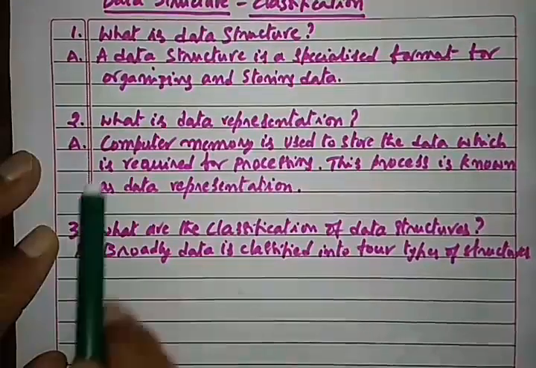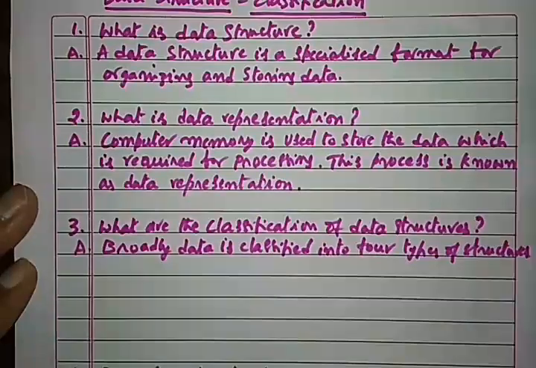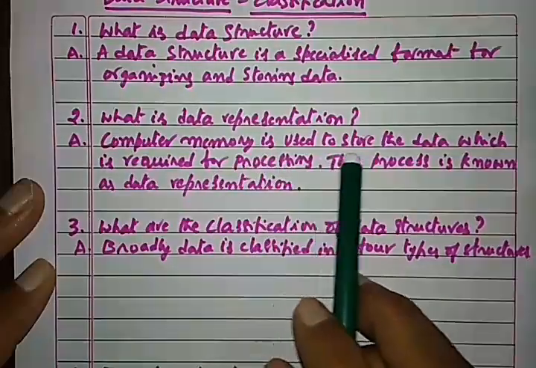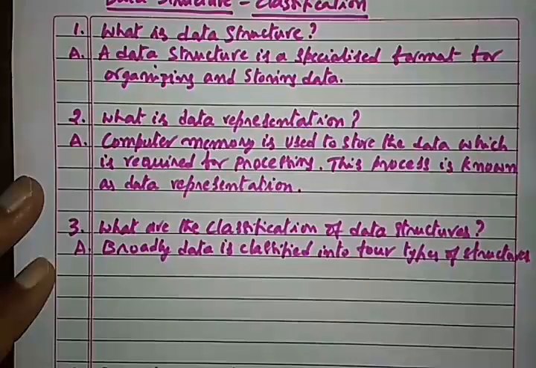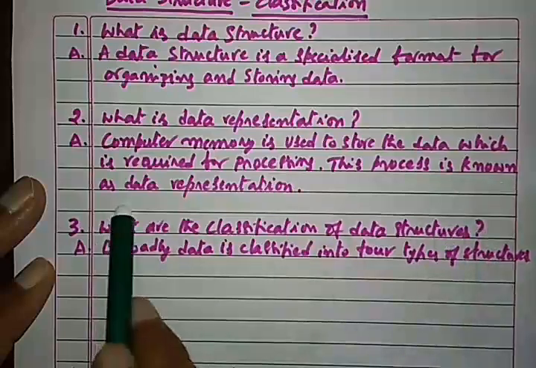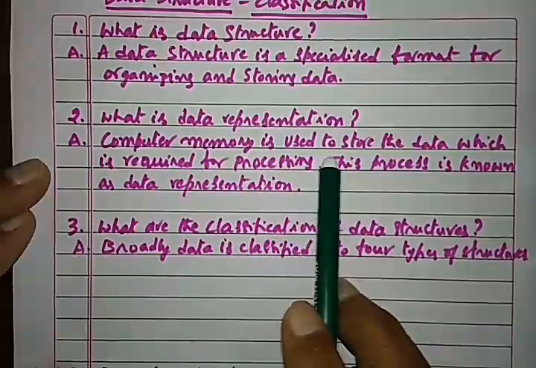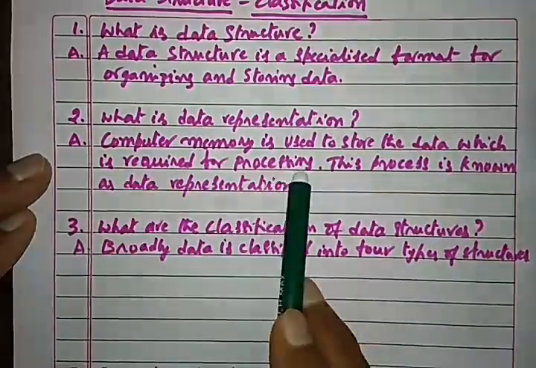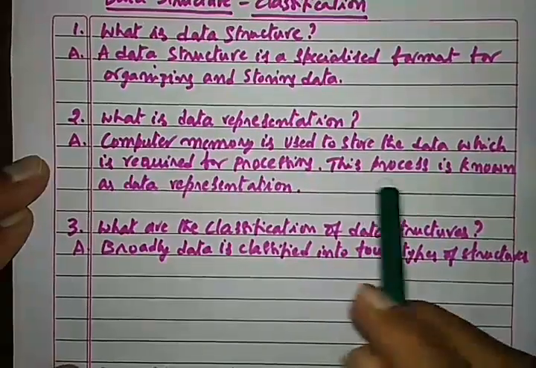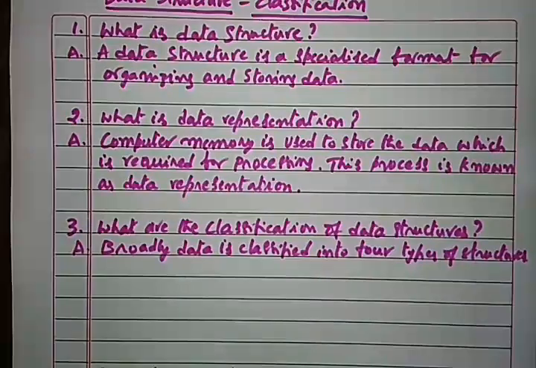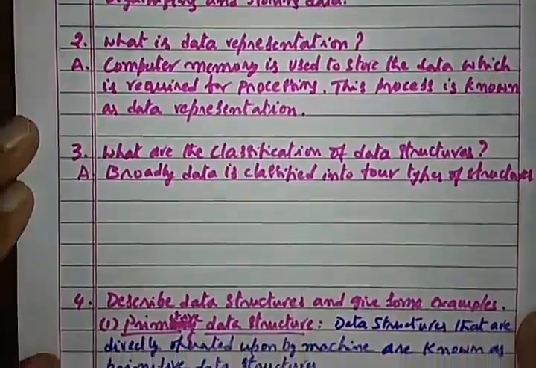Then second question, what is data representation? Computer memory is used to store the data which is required for processing. Computer without data cannot do any processing. This process is known as data representation. Again, I will read: computer memory is used to store the data which is required for processing. First it has to store the data, then only it can process it. This process is known as data representation. Very straightforward. Almost similar lines you should explain.